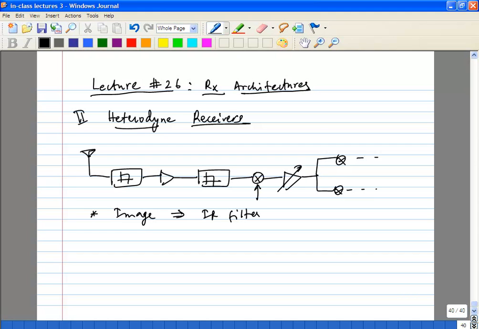The biggest problem this causes is, if you choose a high IF you can get very good image rejection, because the LO and the RF are very far away, which means the LO and the image are also very far away. And what does this translate to? Sensitivity.